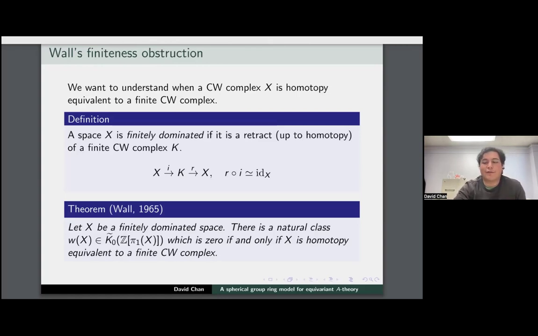Okay, so this is the first one, and I'm not going to say a whole lot about Wall's finiteness obstruction, but I think it's sort of nice, and it's clear that there's something geometric going on here and that you're getting some interesting information.